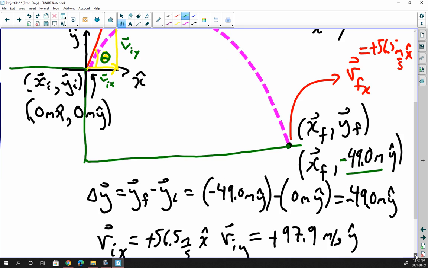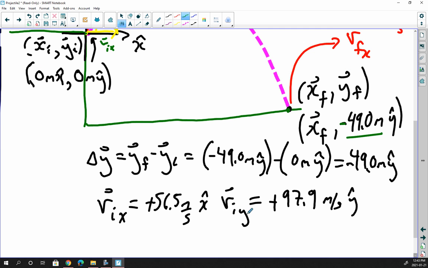So because of that, I can write out this equation right here. Delta Y is equal to Y final minus Y initial. It's negative 49 meters Y hat. That's the final Y position. It started at 0 meters, so its delta Y, its change in position Y component, is negative 49 meters Y hat. So if you can do that in the given, I highly recommend you doing that.